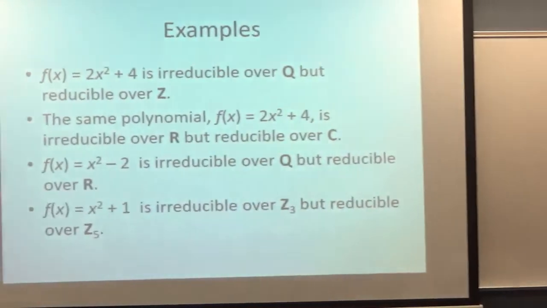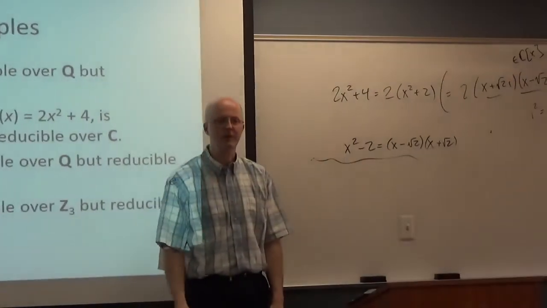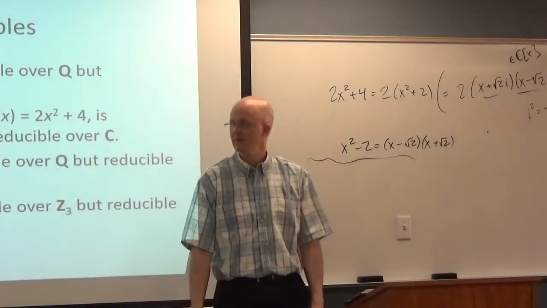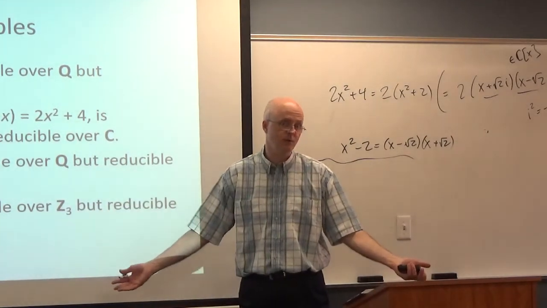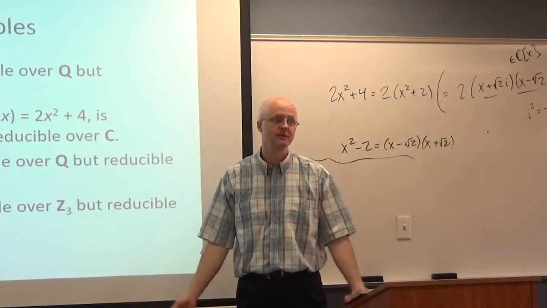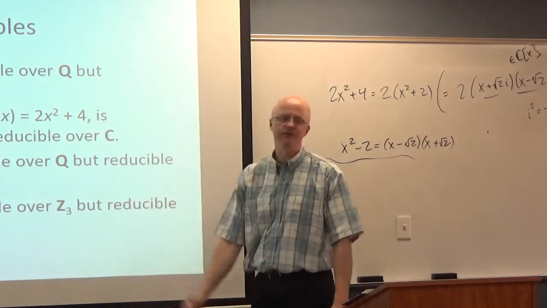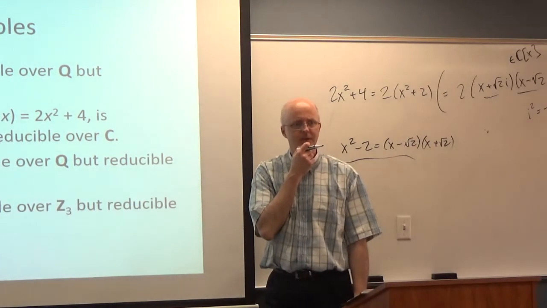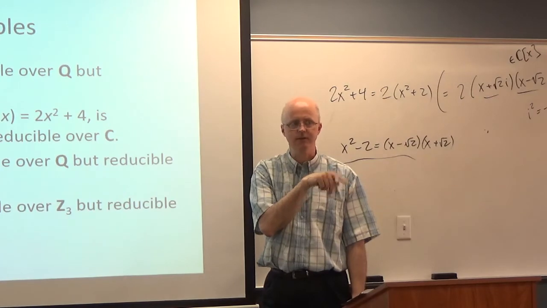And here's another example. Now we're talking about over finite fields. x squared plus 1 is irreducible over Z3, but reducible over Z5. We could use the test we talked about already, the degree 2 or 3 test. If it's going to be irreducible over Z3, that must mean it's got no roots in Z3, no zeros. If it's going to be reducible over Z5, it must have a root, a 0 in Z5. We've already checked it over Z3. We did that last Friday. It's also technically on your quiz, though you didn't have to check it.